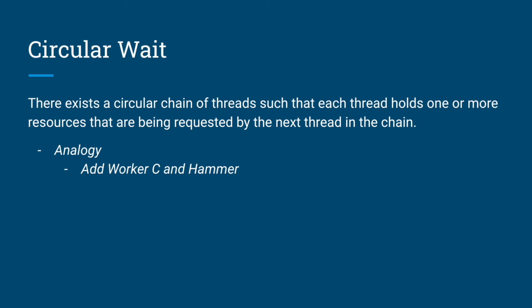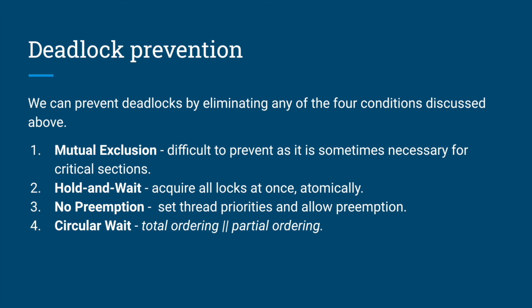In this example, we have the circular wait condition because there is a circular chain of threads or workers that each need a tool that the other thread is holding on to. And as I said earlier, in order for deadlocks to occur, all 4 of the conditions must be present. So that means we can prevent deadlocks by eliminating any of the 4 conditions that I just discussed.